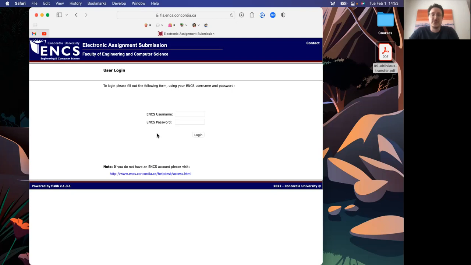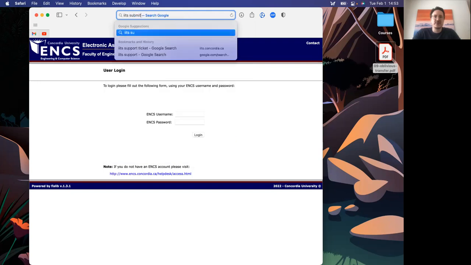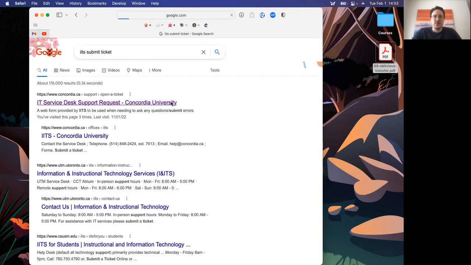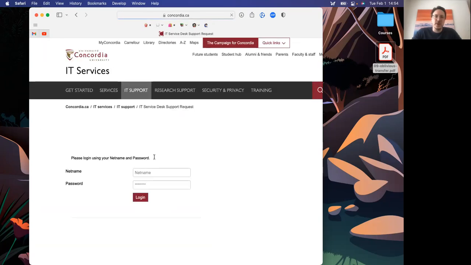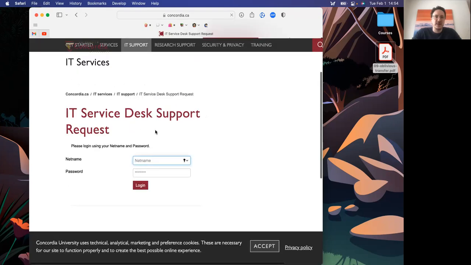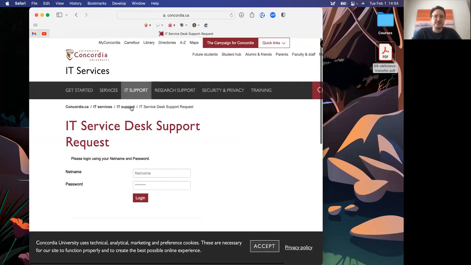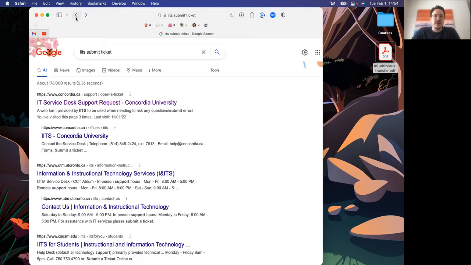If you're in a different faculty or a different university, then you'll have to get access to the system. You can just submit a ticket to IITS and ask for access to it. Through here, I understand that they'll give you access if you need it. It looks like you have to log in here as well, but this is with your Concordia account, which hopefully you all have. Okay, so that's the EAS system.